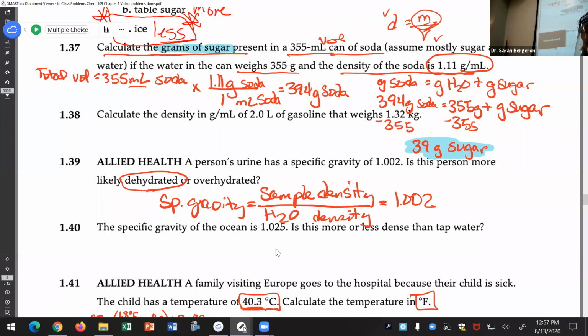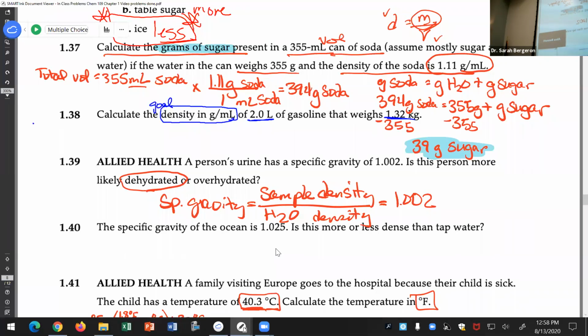That's okay. All right, calculate the density in grams per milliliter of 2 liters of gasoline that weighs 1.32 kilograms. All right, so whenever we're looking at all these conversions, you have to know 2 things. Where do we want to go? And what are we starting with? So where do we want to go? We want to get our density in grams per milliliter. This is our goal. What are we given? 2 liters of gasoline, and we're told that it weighs 1.32 kilograms. So you could do this in a dimensional analysis, or you could plug it into the density formula. Either way is perfectly fine.